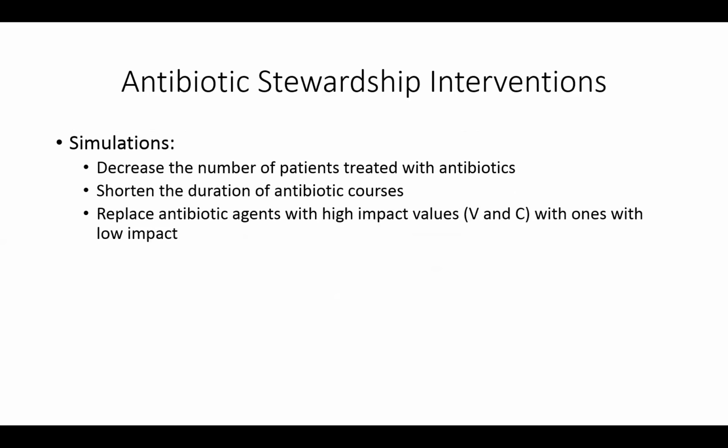So in these simulations, they then looked at possible antimicrobial stewardship interventions. The simulations that they performed here was where they decreased the number of patients treated with antibiotics. So these were the three interventions that you could do. Number one, reduce the number of people treated with antibiotics. Number two, shorten the duration of antibiotic courses. And number three, replace antibiotic agents with high impact values, so the high vulnerability and contagiousness, with ones of low impact.